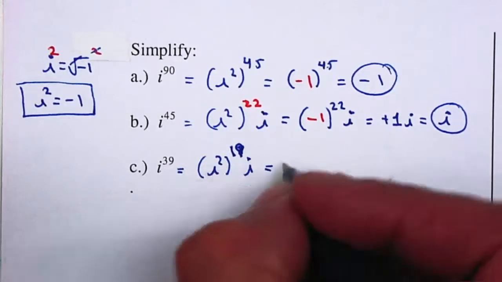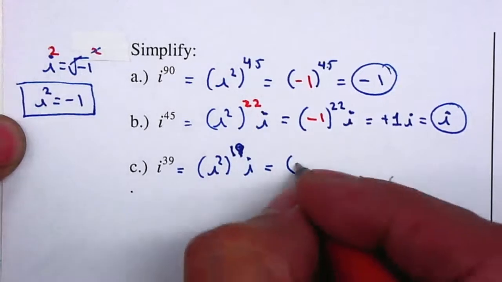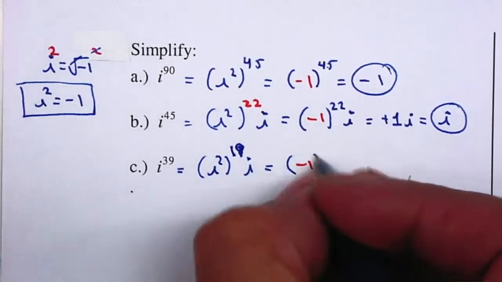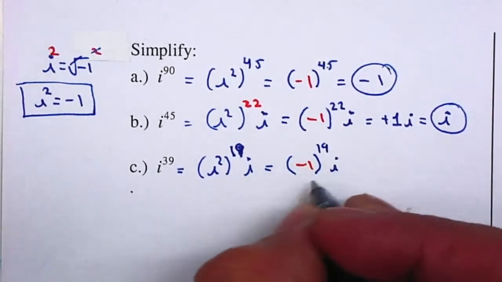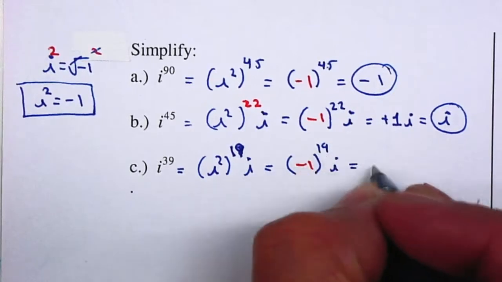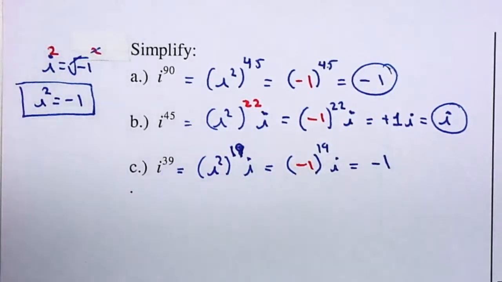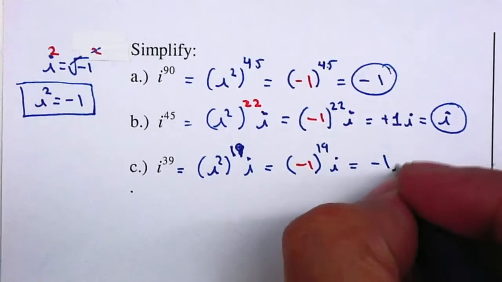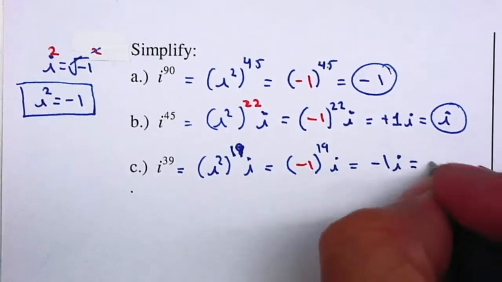I'm going to replace i squared with -1. That's our definition. And whenever I raise -1 to the 19th power, because this is odd, it will give you a -1. And I still have my i left over. So therefore my answer is -i.